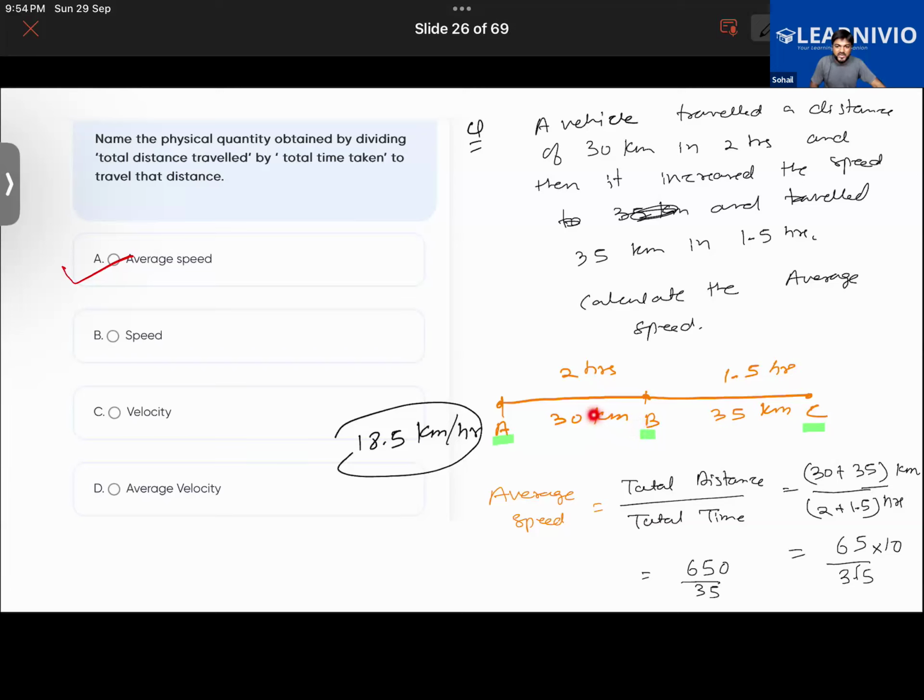But see, if you were asked to calculate the speed of the vehicle while it was moving from A to B, then that would have been how much? Quickly tell me, without even doing the calculation, you can answer this. Divide this, 15, no? Well done. 15 kilometer per hour. What about here? It will be 20, of course. It will be more than 20. But the overall average speed is 18.5 kilometer per hour.